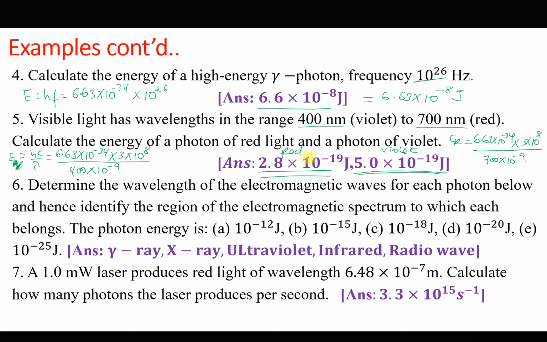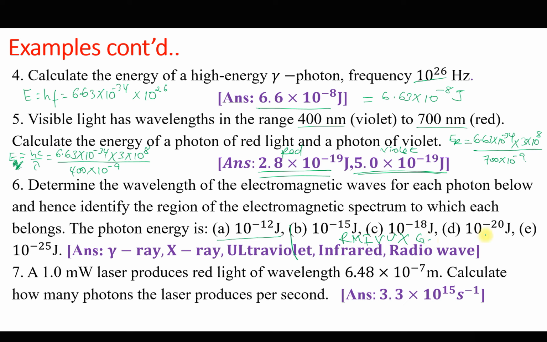Determine the wavelength of the electromagnetic waves for each photon below, and hence identify the region of the electromagnetic spectrum to which each belongs. The photon energy is 10 to the power of minus 12 joules. So they want us to determine the wavelength of the electromagnetic wave for each of the photons and identify the region of the electromagnetic spectrum. Remember, for the electromagnetic spectrum, Reed's mother is visiting Uncle Xavier's garden. I'll just check one and leave the rest for the students.